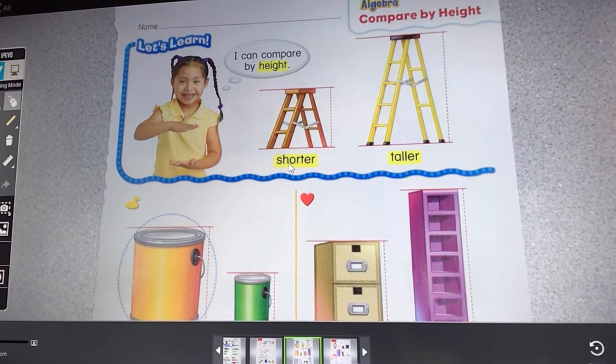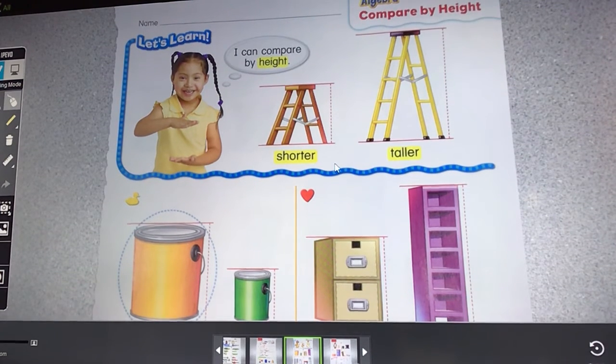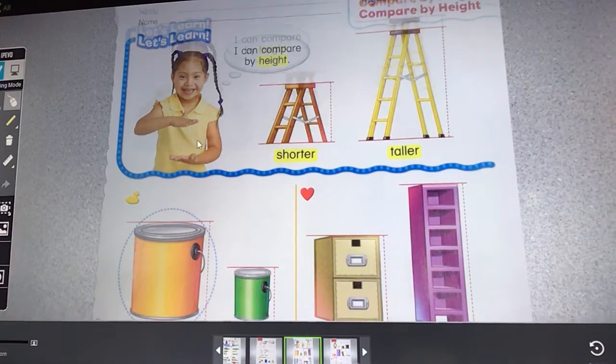Where is our starting line now? Yes, it's at the bottom. And then we're going to look up and see there's a line beside that shows how tall something is. And then there's a line going across the top because that's our stopping line. So let's go ahead and move down.